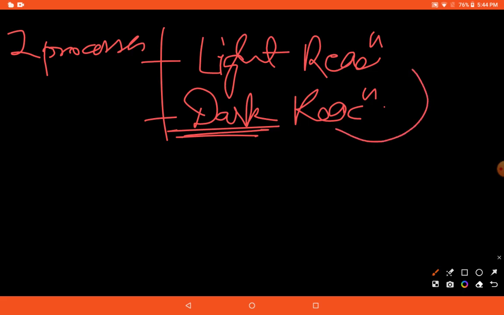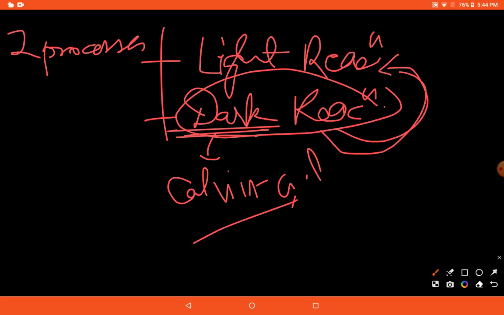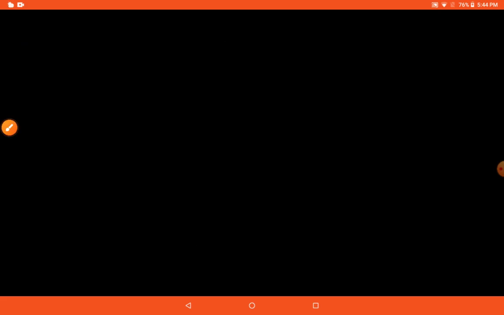Dark reaction is dependent upon light reaction, and dark reaction is also called the Calvin cycle. Not Kelvin, but Calvin cycle. Okay, light reaction, of course, is dependent upon light, but dark reaction is independent of light. It depends upon the products of the light reaction. I'll not go into it first. Before that, I'll start with the photosynthetic pigments first. Now look, let's talk about photosynthetic pigments.